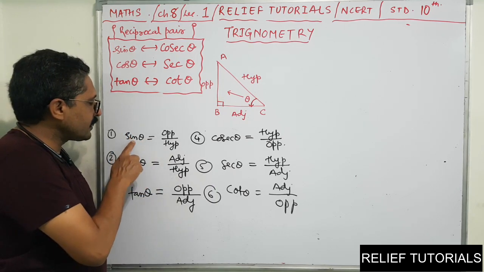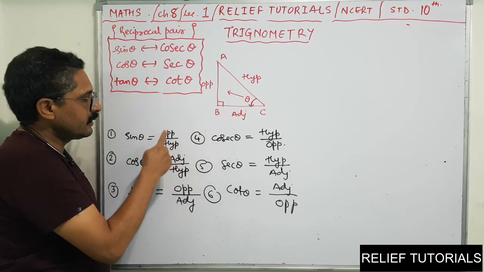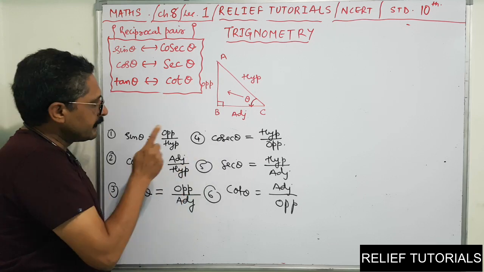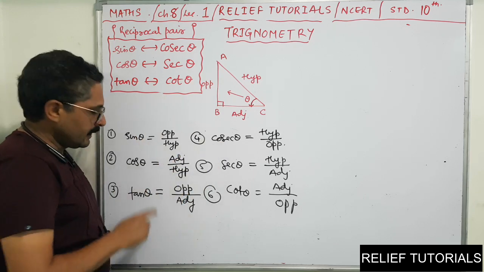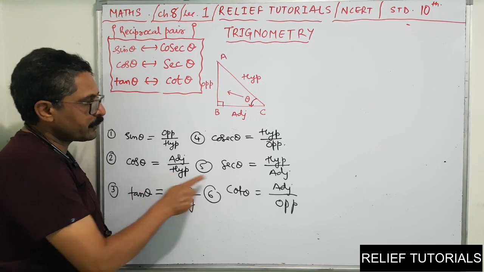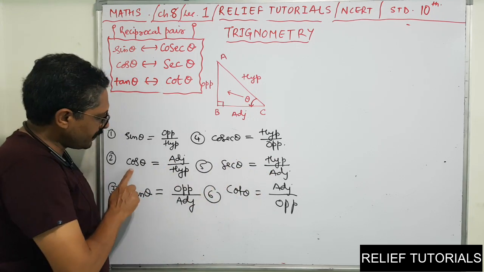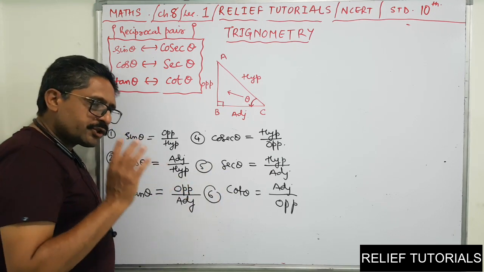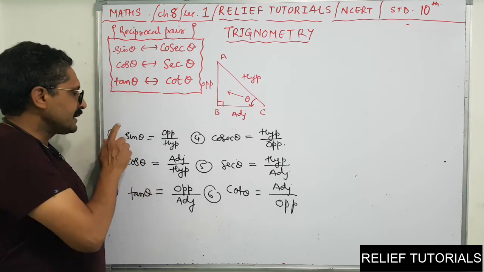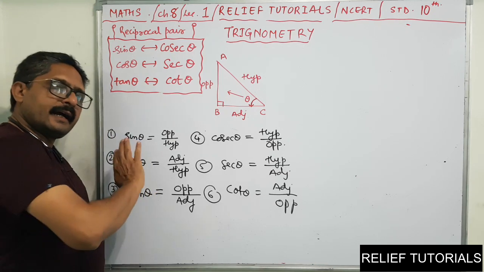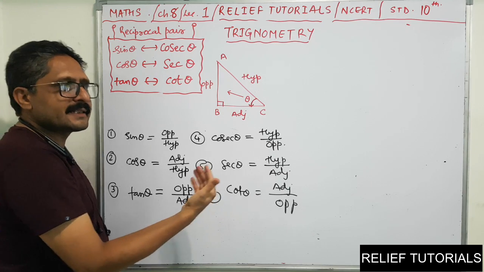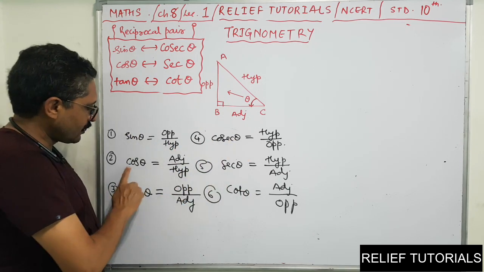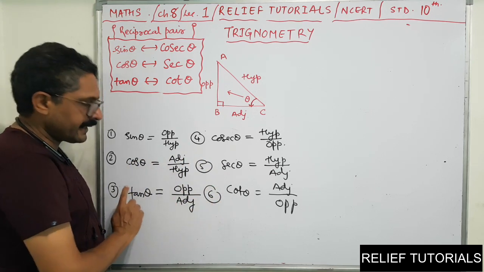So tan is the ratio of sine and cos. Now reciprocal of sine is cosec. Sine is opposite upon hypotenuse, reciprocal is hypotenuse upon opposite, that is cosec. Reciprocal of cos, adjacent upon hypotenuse, is hypotenuse upon adjacent, so reciprocal of cos is sec. Reciprocal of tan is cot. In short, you have to remember three ratios: sine, cos, and tan, and their reciprocals. And vice versa: reciprocal of cosec is sine, reciprocal of sec is cos, reciprocal of cot is tan.